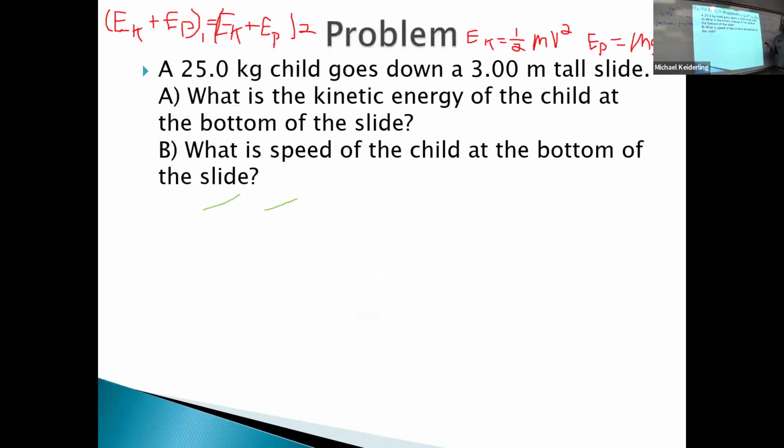So here, if you have a 25 kilogram child that goes down a 3 meter tall slide, what's the kinetic energy of the child at the bottom of the slide? And what's the speed of the child at the bottom of the slide? You could assume that at the top of the slide, at 3 meters high, the initial kinetic energy of the child is 0. And at the bottom of the slide, at 0 meters high, the final potential energy of the child is also 0.